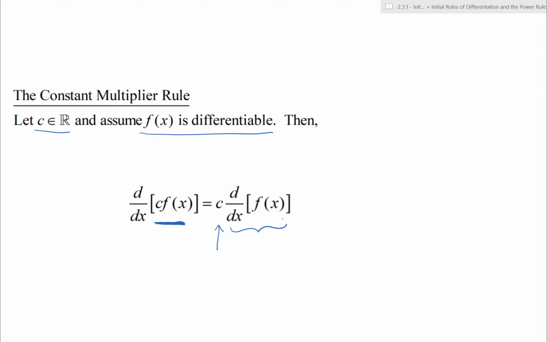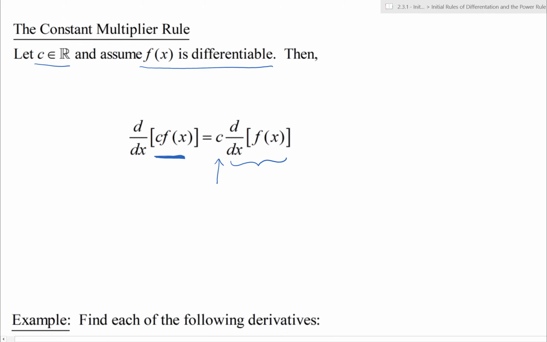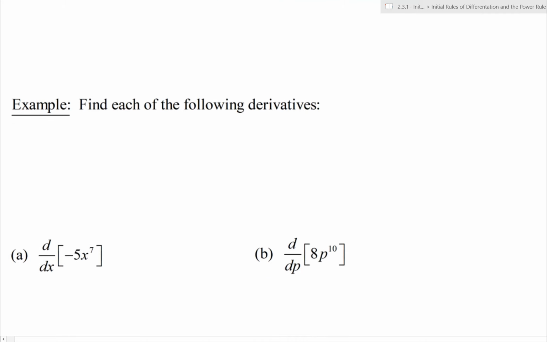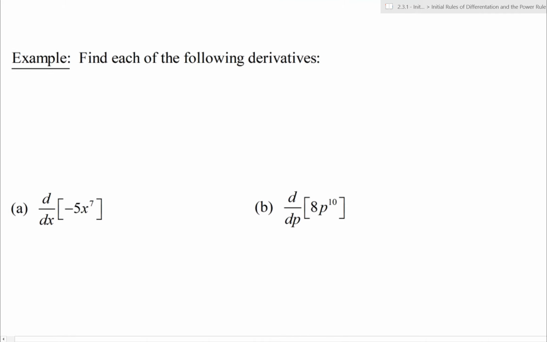And though we're not going to prove this rule right here, it's really just a direct result of limits, right? So if f of x is differentiable, the limit as h goes to 0 of f of x plus h minus f of x divided by h exists. And if I have a common factor of a c appearing in the numerator, I can just pull that out using limit laws. That's really where it comes from. So now that we have that rule, let's find a couple more derivatives. You just kind of increase the complexity of the functions just a little bit here.